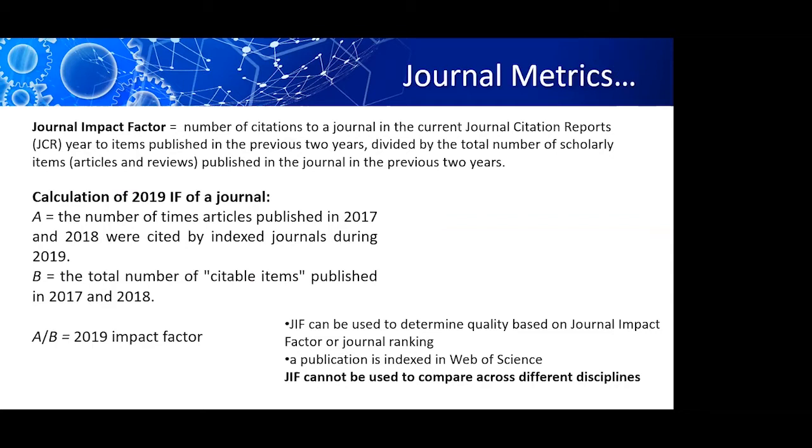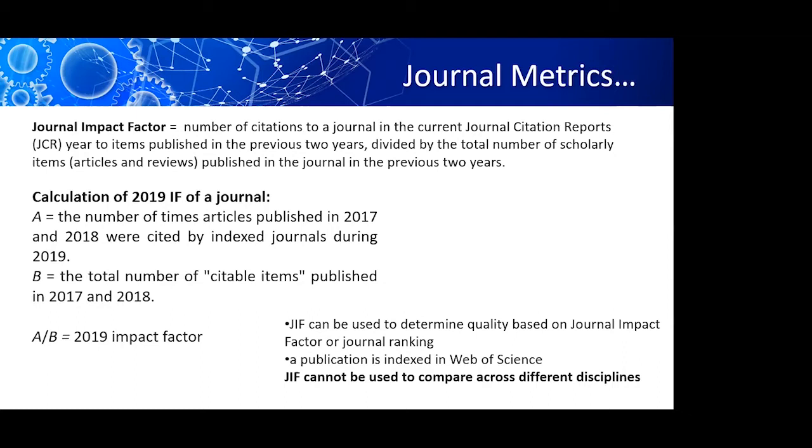to publish their articles. Here the journal impact factor means the number of citations to a journal in the current Journal Citation Reports year, to items published in the previous 2 years, divided by the total number of scholarly items, that may include articles and reviews, published in the journal in the previous 2 years. So the formula for calculating the journal impact factor is very simple. That is A divided by B equals the JCR year impact factor.